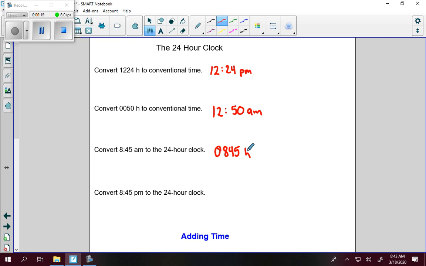And if we wanted 8:45 p.m. to the 24 clock, that means 8 hours and 45 minutes after noon. So I would have to add 12 to 8:45 because the first 12 hours were not accounted for when you're talking about conventional time. So when I add 12 to 8:45, I get 20:45. Notice I did not put the colon in there, and I'm going to put the H label on the end.